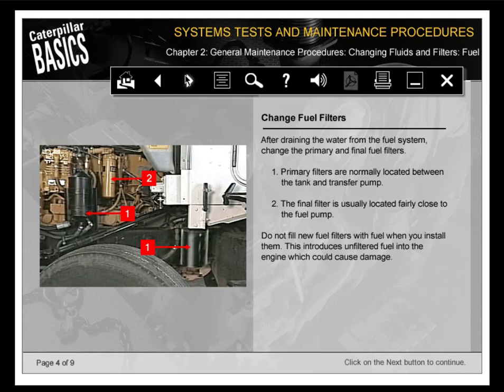After draining the water from the fuel system, change the primary and final fuel filters. Primary filters are normally located between the tank and transfer pump. The final filter is usually located fairly close to the fuel pump. Do not fill new fuel filters with fuel when you install them. This introduces unfiltered fuel into the engine, which could cause damage.